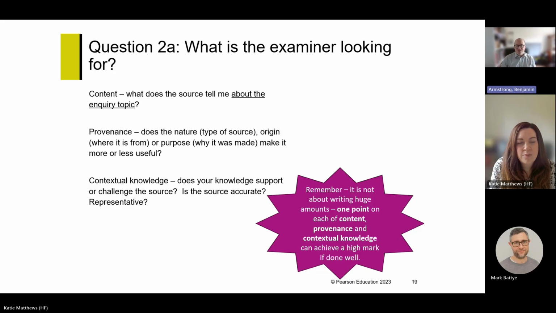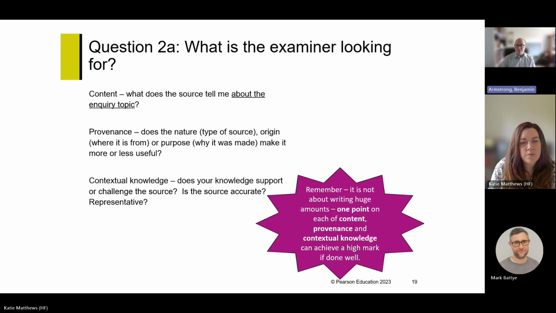Well, what the examiner's looking for is, does that provenance make the source more or less useful for the inquiry? And the provenance could include the nature, by which we mean the type of source. Is it a cartoon? Is it a diary? Is it a speech? The origin, where's it from? Is it from a particular author? Is it from a particular country?